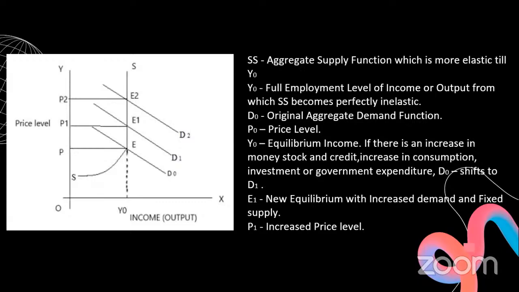If there is an increase in money stock and credit, or an increase in consumption, investment, or government expenditure, D0 shifts to D1. E1 is the new equilibrium, with increased demand and fixed supply. P1 is the increased price level. Consumers will purchase more in anticipation that the price will rise more. It will raise the aggregate expenditure so that D1 shifts to D2 at the new equilibrium E2. Thus, in demand pull inflation, the process of raising prices is not only initiated by the pull of demand, but is also perpetuated by the pull of demand.